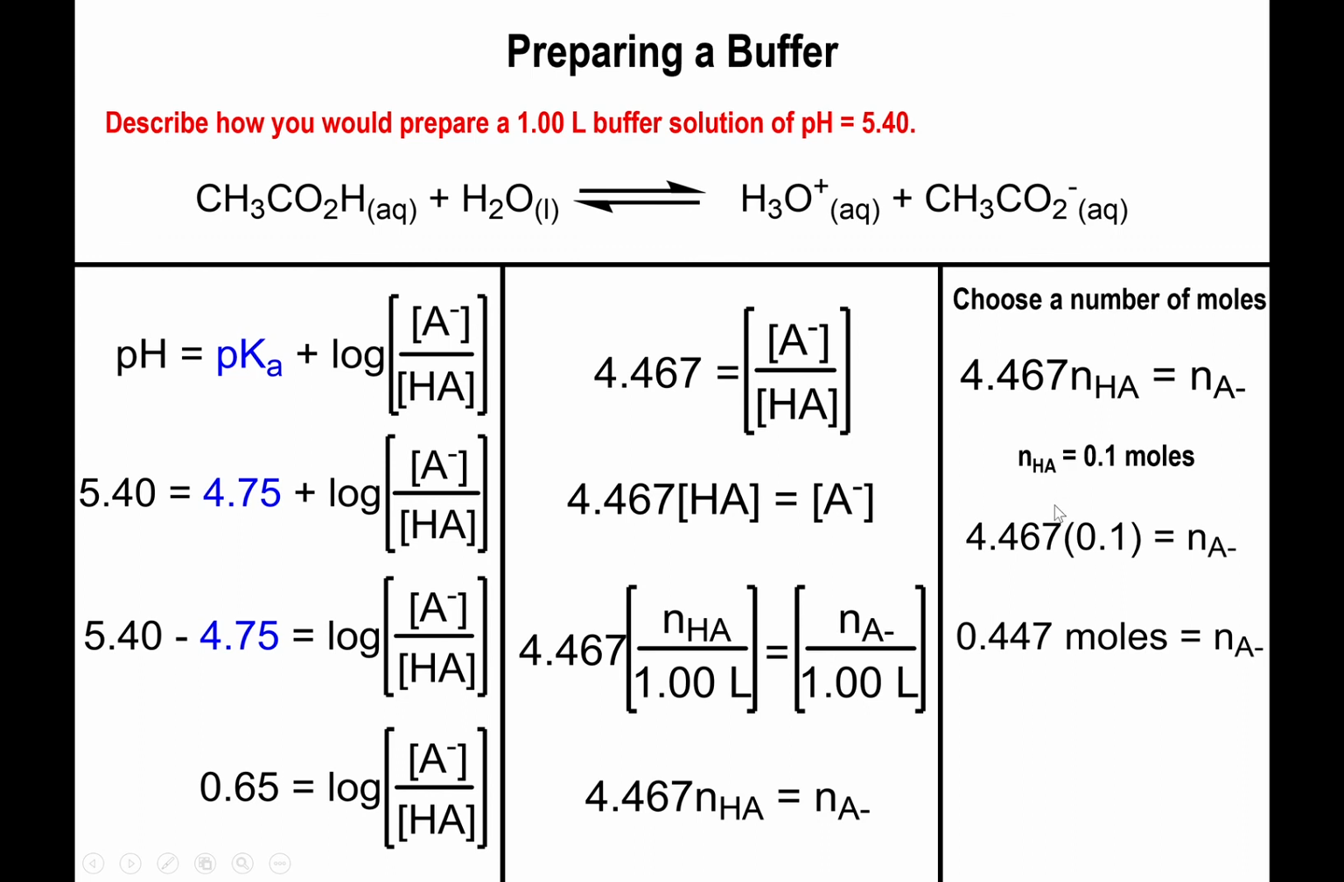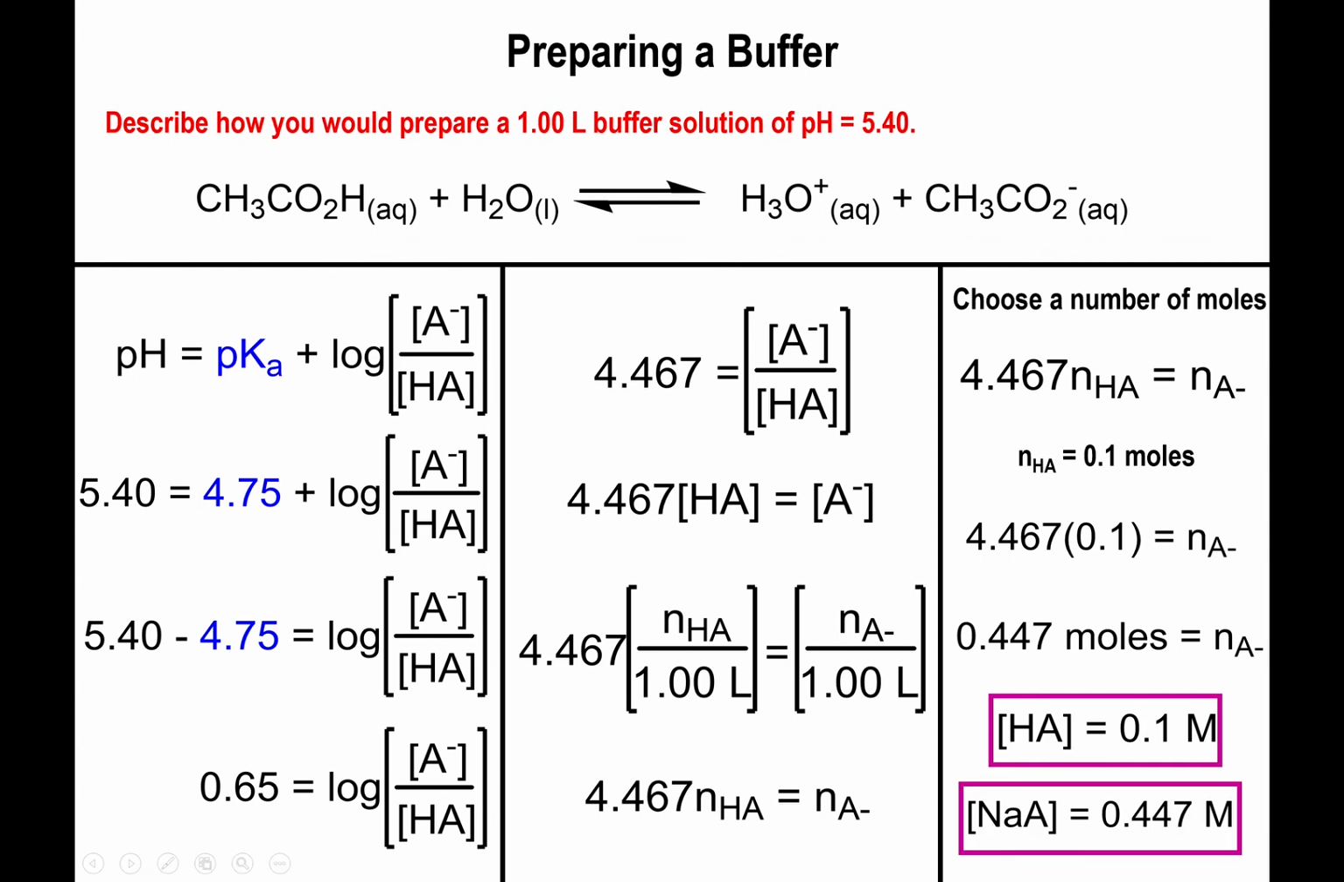So you want to keep those concentrations between 0.1 and, I would say, 10 at most. But the closer you get to 10, the more drastic and difficult it's going to be to prepare those solutions. In essence, going with 0.1 as the number of moles will yield a concentration of 0.1 for the acid and 0.447 for the base.